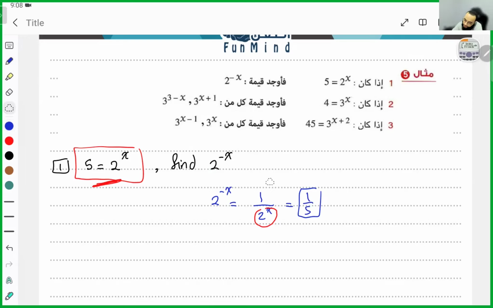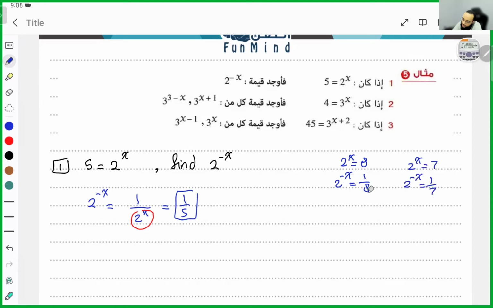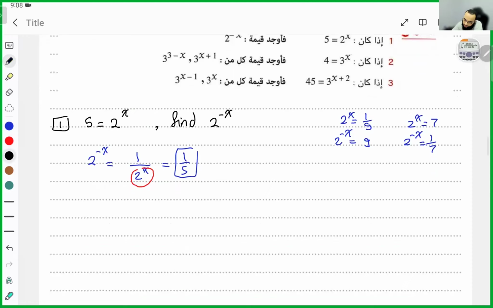Okay? It looks like this also. If it is 2 power of x equals 8, then 2 power of negative x equals 1 over 8. If 2 power of x equals 7, then 2 power of negative x equals 1 over 7. If 2 power of x equals 1 over 9, then 2 power of negative x equals 9. Okay? So, in the next, raise your hand if you want to answer. It's a very important question.